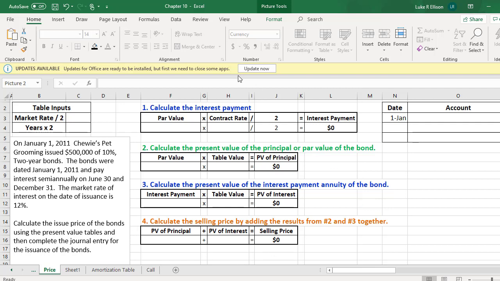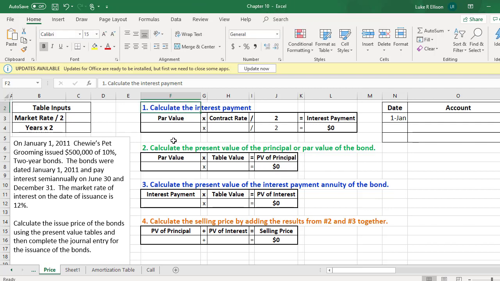So I've set up our 4 steps here on the right, along with the calculations we're going to have to do, the formulas. So first we have to calculate the interest payment. First we need the par value. We need to multiply that by the contract rate and then divide that by 2. Again, the 2 is coming from the semi-annual payments of interest, meaning twice a year.